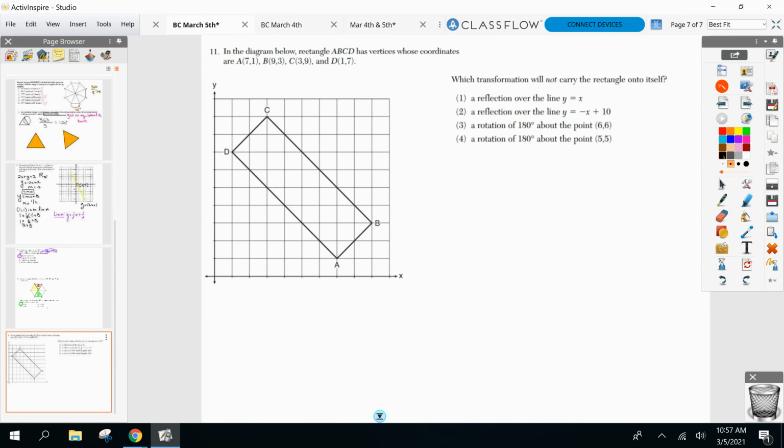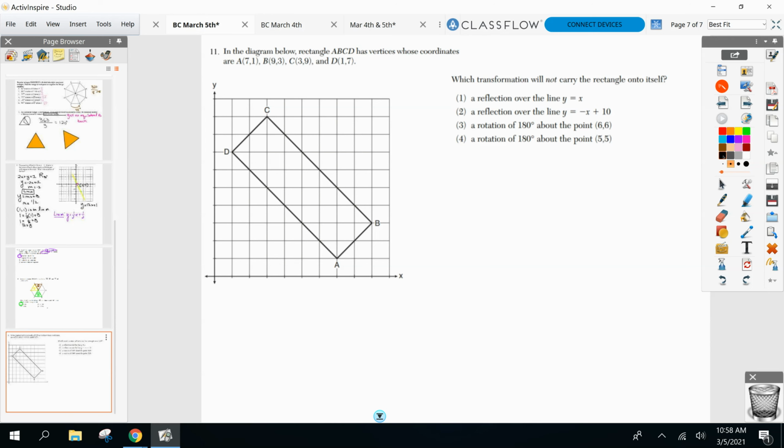Ready? So you got a rectangle, A, B, C, D. My multiple choice question here is which one of these will not, make sure you understand that, not carry it onto itself. Meaning, when I perform one of these transformations, I'm not going to get this rectangle that looks like this on your paper. I'm going to get a different looking rectangle. Which one will not carry it onto itself?